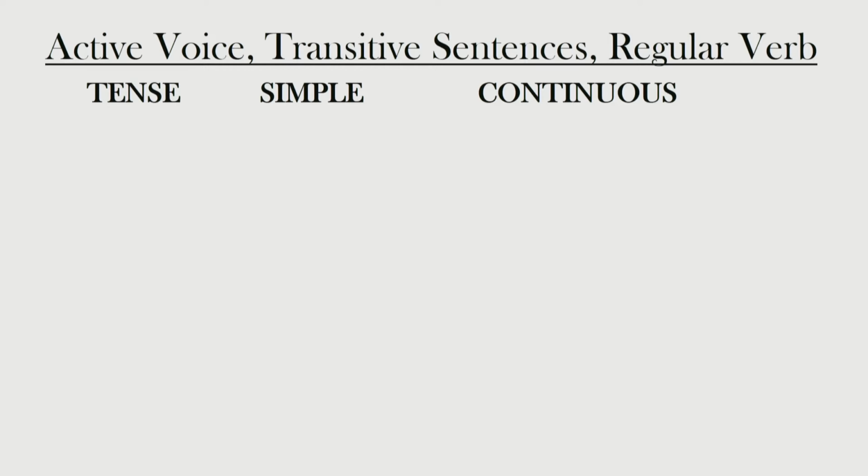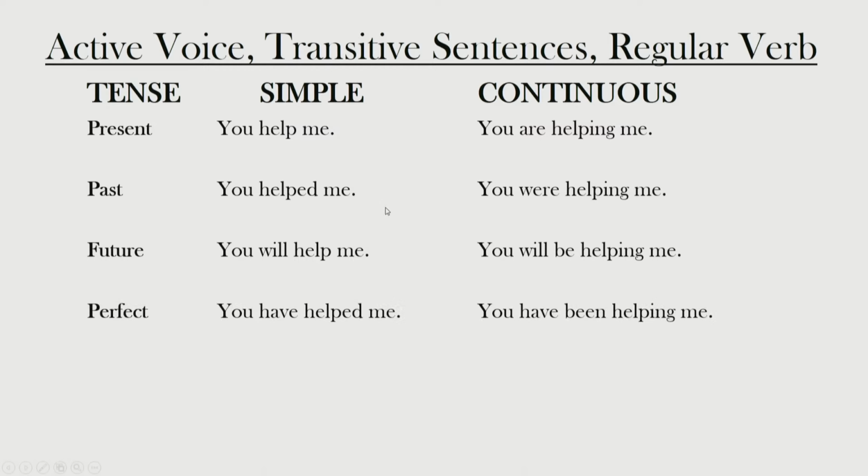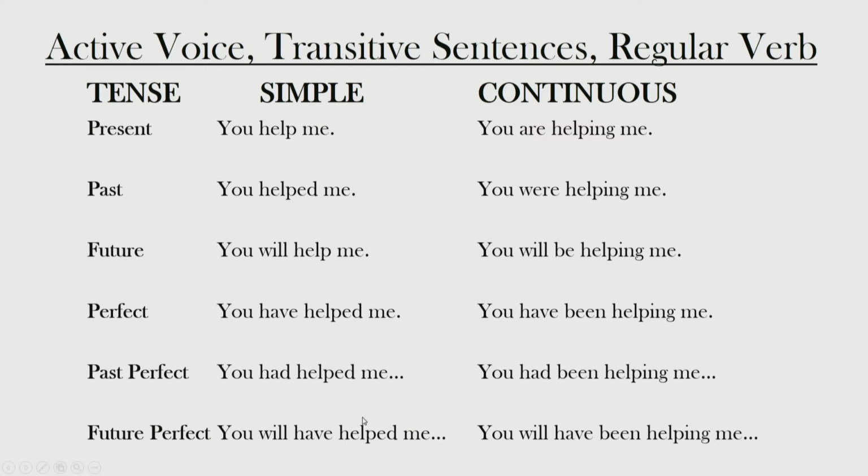Here is the transitive sentences with a regular verb. Now, a transitive sentence has an object. Let's take a look. Present tense, you have the subject, you, and the object, me. Past tense, same story, you and me. Future tense, there it is. Perfect tense, have helped. Past perfect, had helped. And future perfect, will have. That's all there is to it.